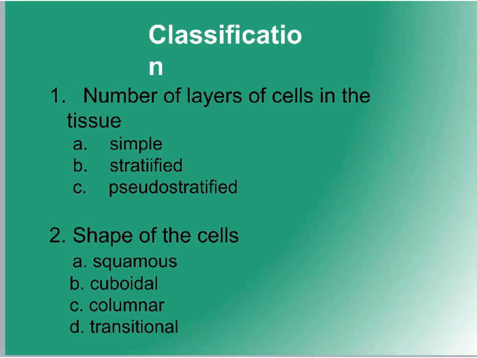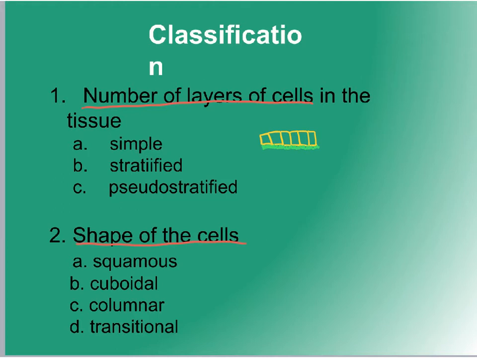Okay, so let's move on to some specifics. Let's first look at how epithelial tissue is classified. How do we organize epithelial tissue? And there are two ways. We name epithelial tissue based on the number of layers of cells in the tissue and based on the shapes of the cells. So for instance, a simple epithelium is just going to have one single layer of cells. And then beneath that, you would have some areolar connective tissue, right, on that basal side.